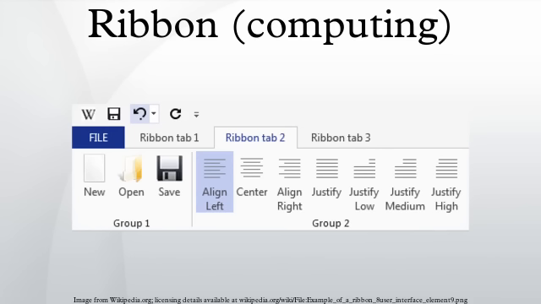Contextual tabs are tabs that appear only when the user needs them. For instance, in a word processor, an image-related tab may appear when the user selects an image in a document, allowing the user to interact with that image.